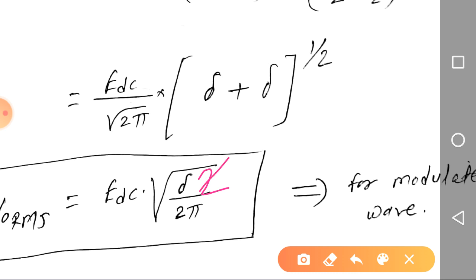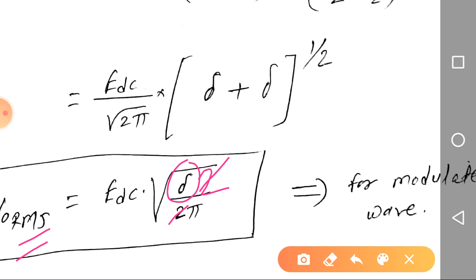So then this 2 and this 2 will get cancelled. So what is V0 RMS? It is EDC into under root delta by pi. Now this is the RMS value of the modulated waveform, right? So by changing the value of delta, can we change the RMS value of the output voltage? Yes. Are you getting the point, right? So by changing delta, we can change the V0 RMS.